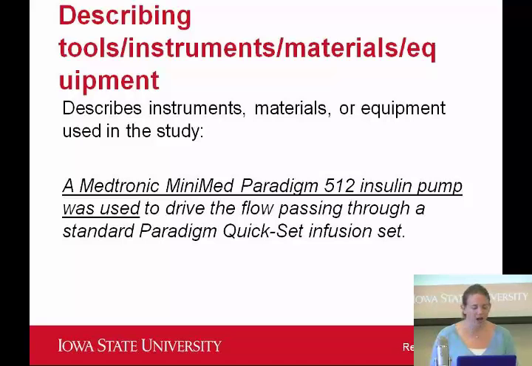All right. The next step we're going to look at is describing tools, instruments, materials, equipment. And you can see all these slashes here. And this step really is used, as it says, to describe any of the tools, instruments, materials, or equipment that were necessary for your study to take place. So this includes abstract materials. We often think about these as being physical materials, but they could be other sorts of items.